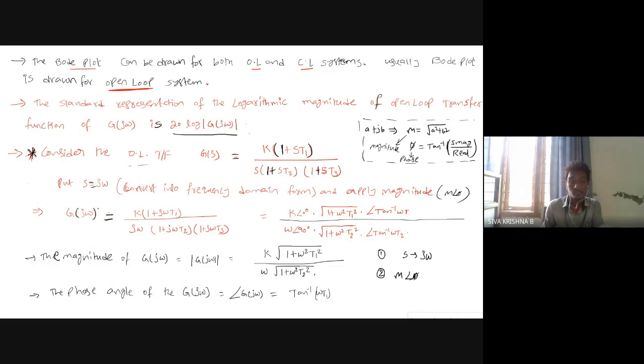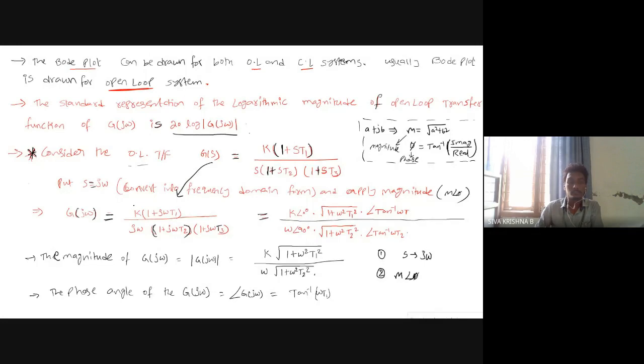Okay, convert S to j omega. That means, see, S is replaced by j omega, and then K into (1 plus j omega T1) whole divided by j omega into (1 plus j omega T2)(1 plus j omega T3). Now we are applying both magnitude and phase angle directly here.